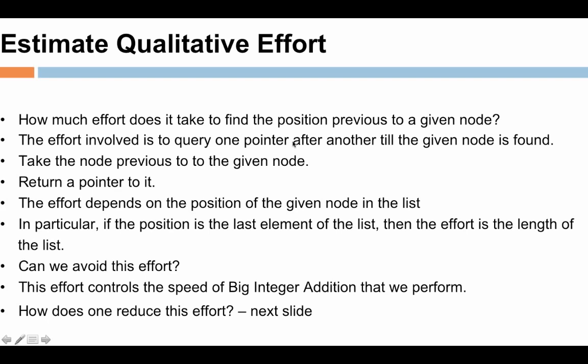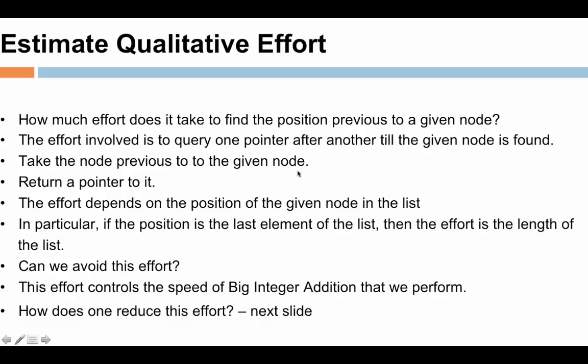So therefore, the effort involved is to find the position that occurs just previous to a given node. The way we do it is we skip from one pointer to another, one node to another, by traversing the pointers. Traversing means we move from one node to another by crossing the pointer. This is just a way of visualization. And once we find the correct node, that is a node whose successor is the given position, we have found the immediate predecessor. And this is a repeated effort.